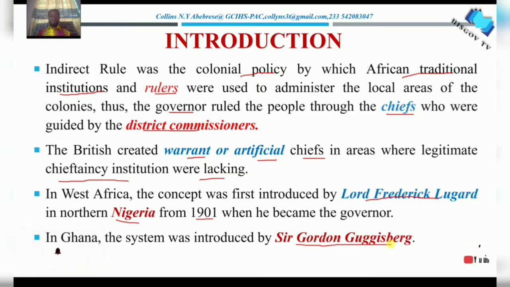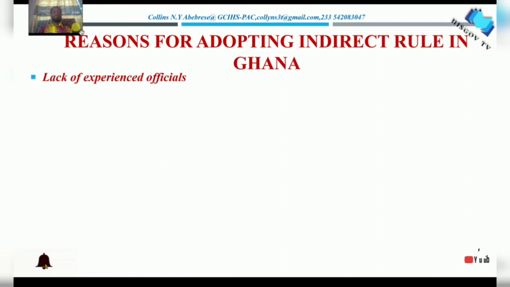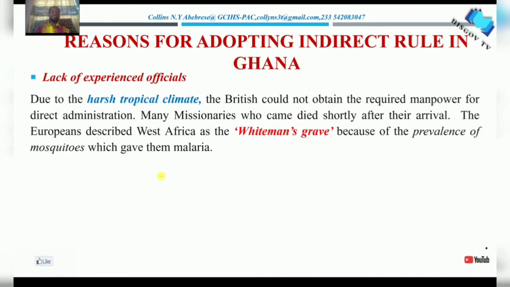Good. So let's look at the reasons why the British decided to adopt the indirect rule system as opposed to direct rule. Why didn't they directly rule the people? Instead, they wanted to use the indirect rule system. It is simple. The first reason for the British introduction of indirect rule was quite simple. The British government lacked experienced officials to use in the colonial administration, so they lacked personnel.